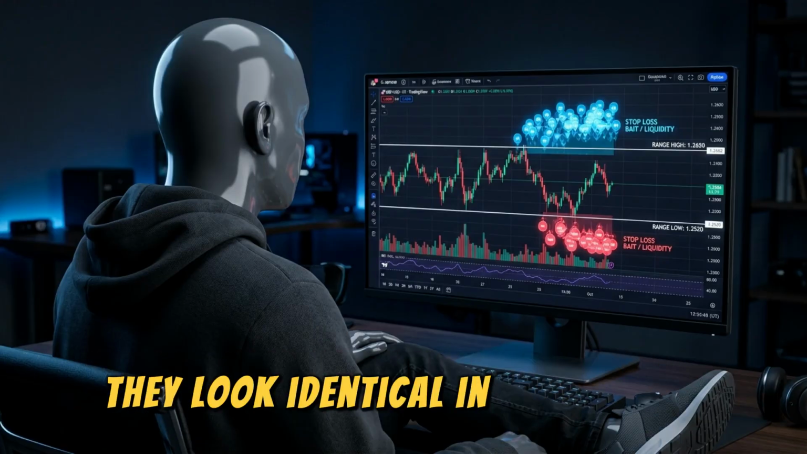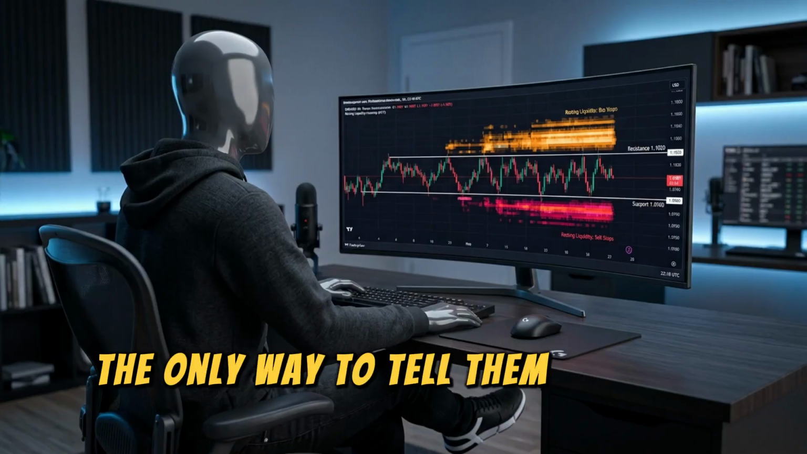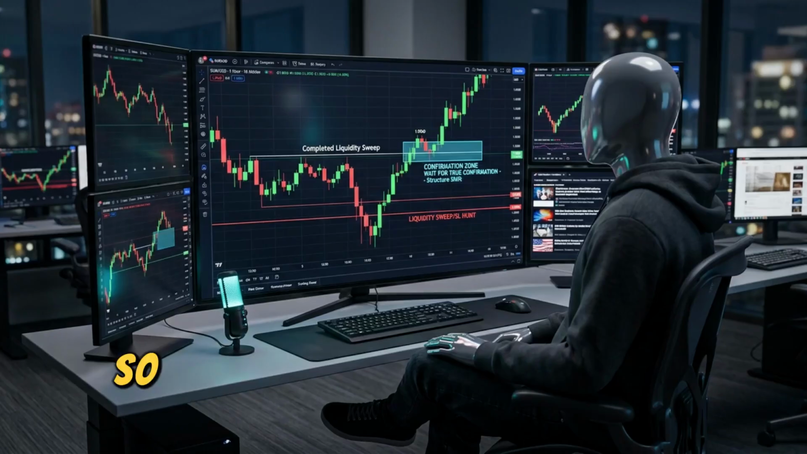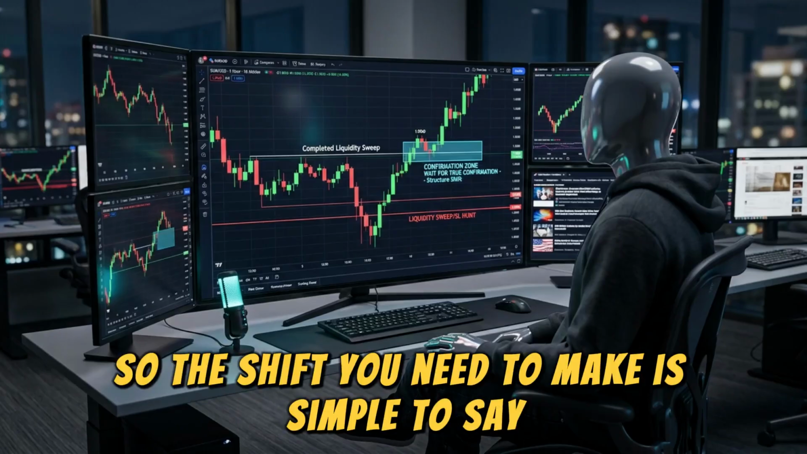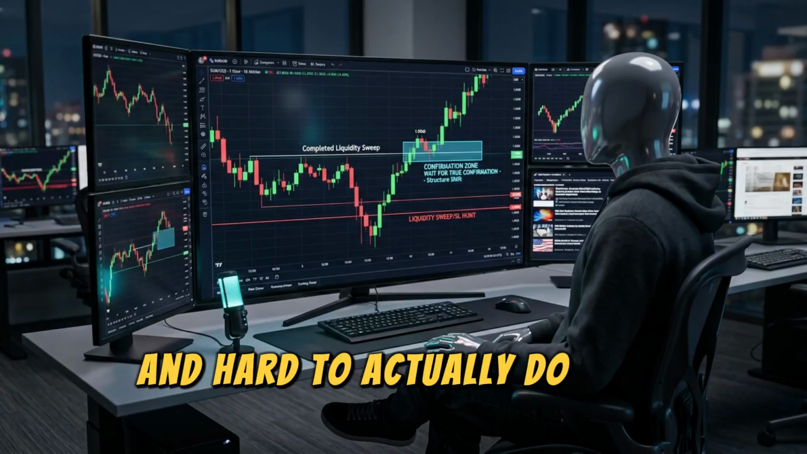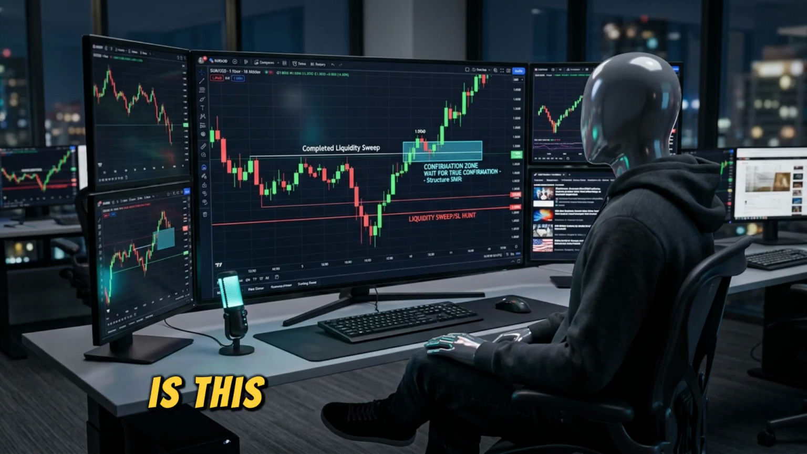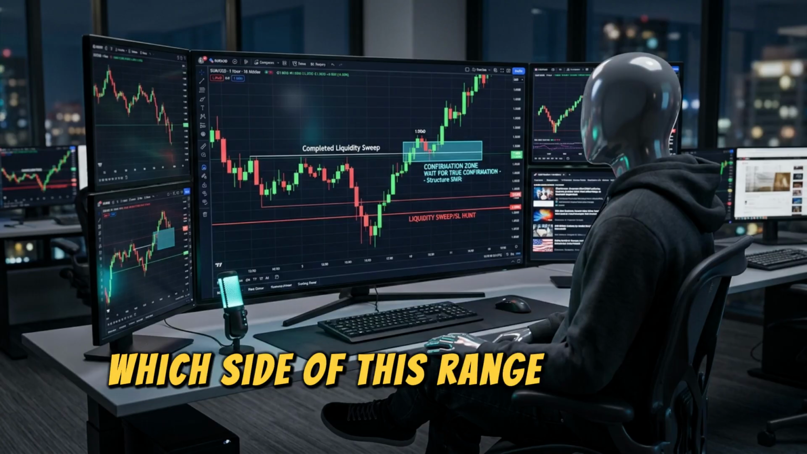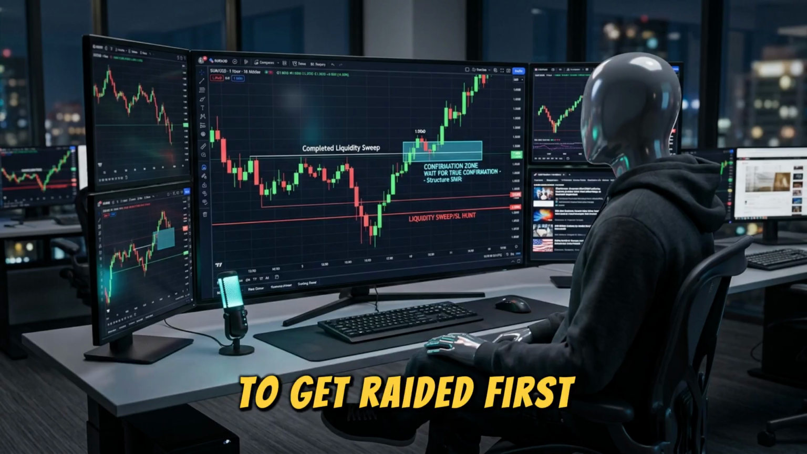They look identical in the moment. The only way to tell them apart is by understanding why the range existed in the first place. So the shift you need to make is simple to say and hard to actually do. Stop asking, is this range about to break? And start asking, which side of this range is being engineered to get raided first?